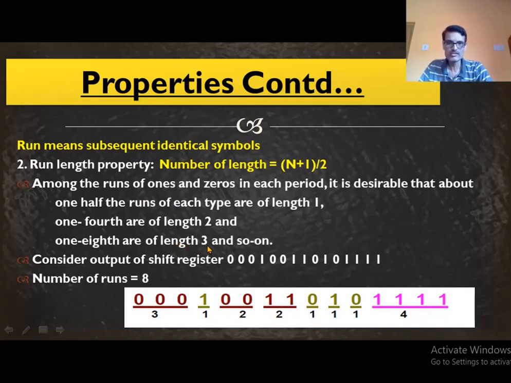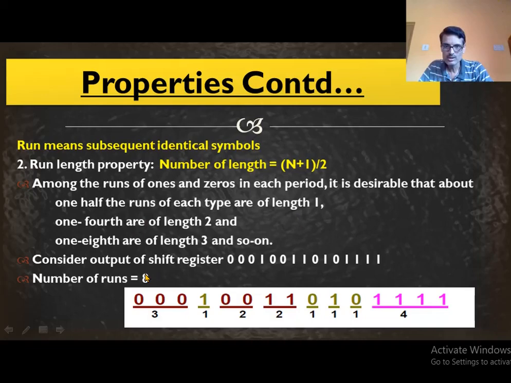1/8 with a length of 3 and so on. If I apply this to this example, 1/2 of the runs with a length equal to 1, that's what I said. Half means 4 in this case, because the total number of runs is 8. Out of that, 4 with a length of 1. Which are those? This is 1, this is 2, third and fourth. So we have 4 with a single bit, length 1.